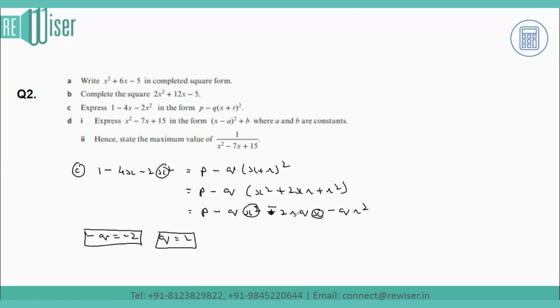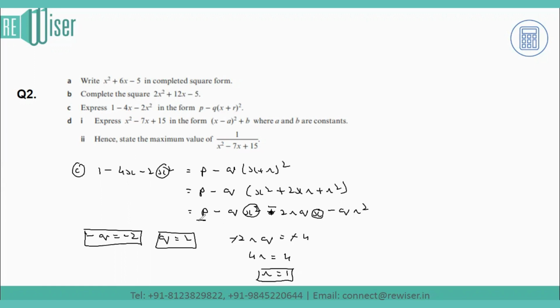So that is minus 2rq equals minus 4. If I cancel out the minus sign, the value of q we know is 2. So that becomes 4r equals 4. So the value of r that we got is 1.